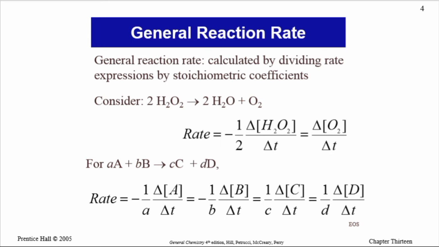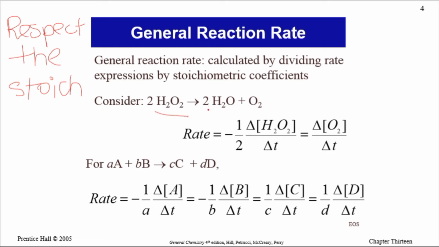All right, when you write it out, respect the stoich. I'm going to write that, right? Respect the stoich. Always respect the stoich, right? Just because you have hydrogen peroxide disappearing and water and oxygen appearing, that doesn't mean it's a 1-to-1 ratio, right? You have to respect the stoich. Every 2 molecules of hydrogen peroxide creates 2 molecules of water and 1 molecule of oxygen. So you have to respect the stoich, right?